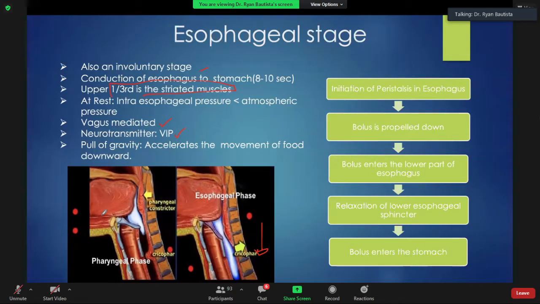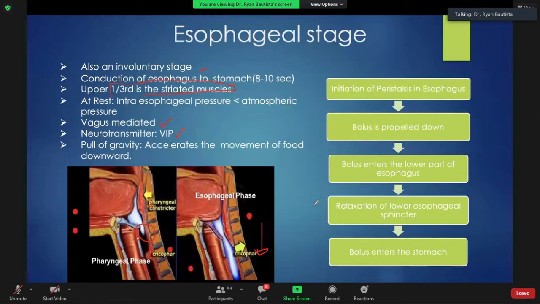My dear students, please remember that when you open your upper esophageal sphincter, your lower esophageal sphincter will what? Open or close? Close. Hello? Close? Is it closed? When I open this, will I close this? Or when I close this, will I open this?